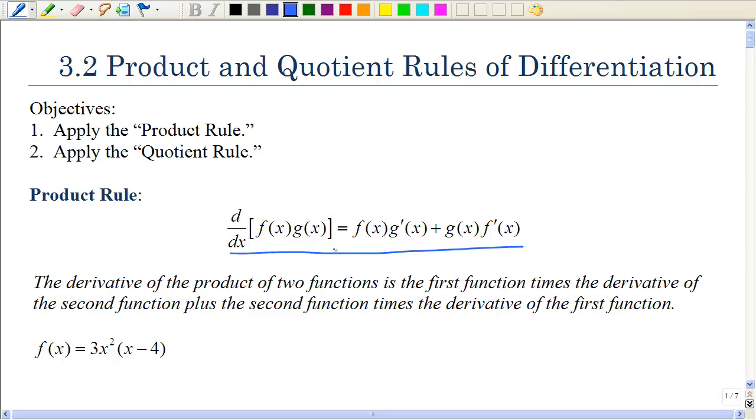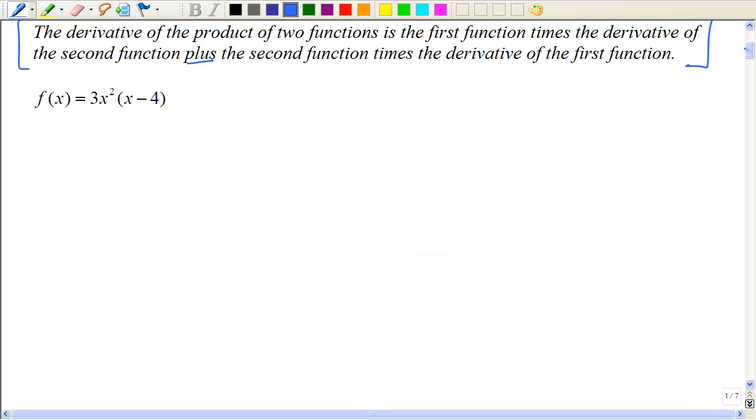Now that looks kind of complicated, but I want you to look at these words and what they say. The derivative of the product of two functions is the first function times the derivative of the second, plus the second times the derivative of the first. So let's look at this example.